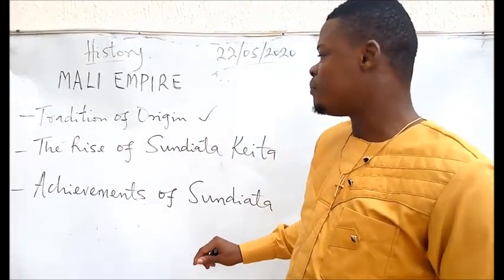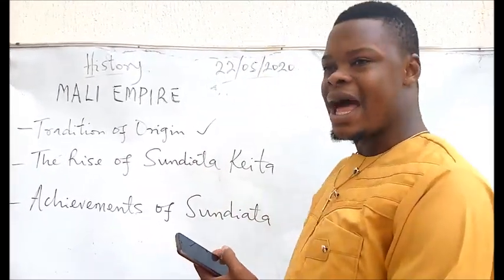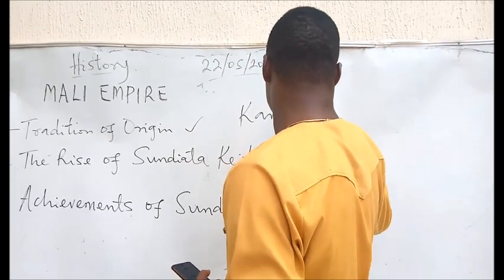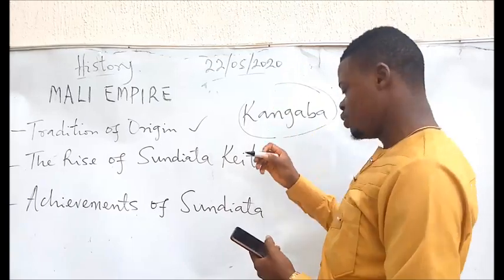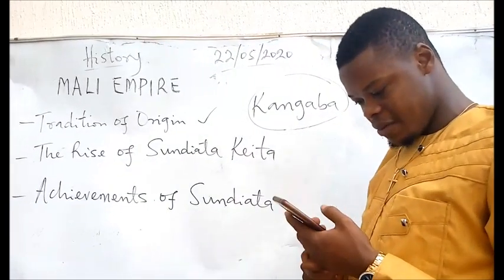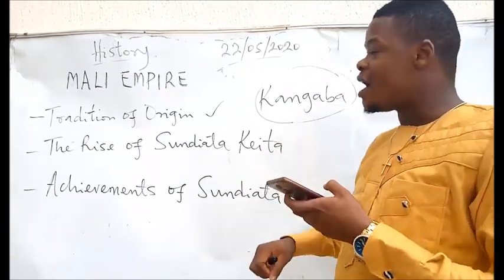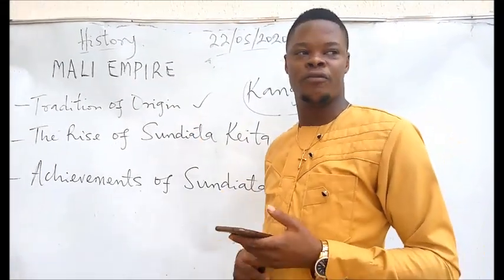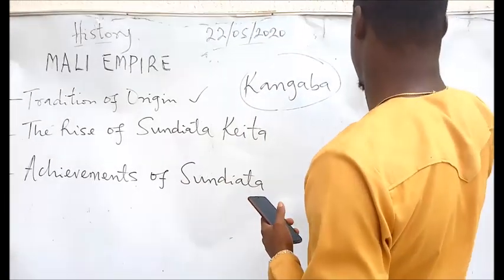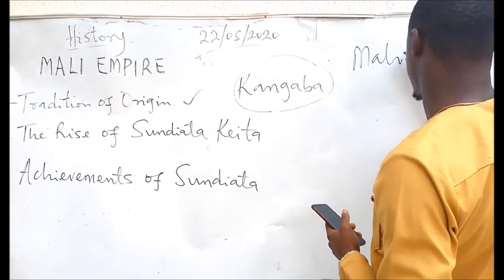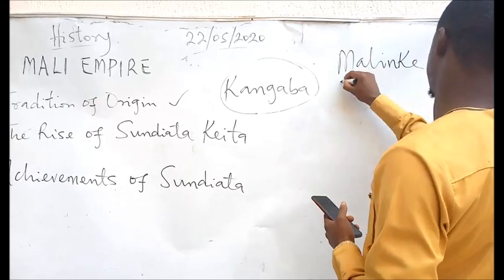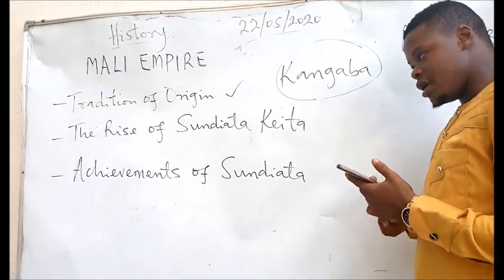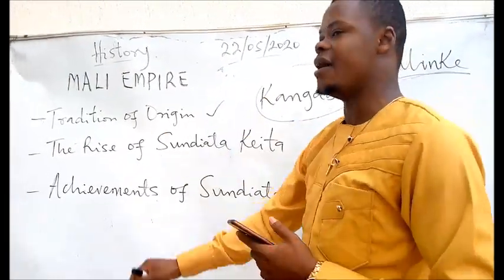In that same way, the people of Kangaba, these are the people that own the Mali Empire. So the Mali Empire originated from the little Malinke kingdom of Kangaba. Malinke, you just write Mali and put N-K-E. So this little Malinke kingdom made up the Mali Empire.